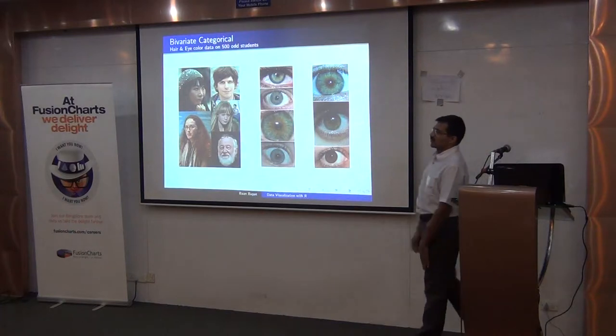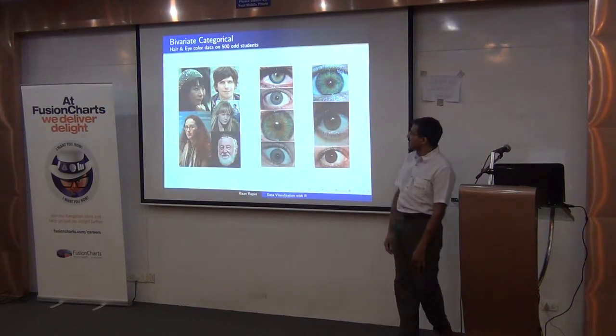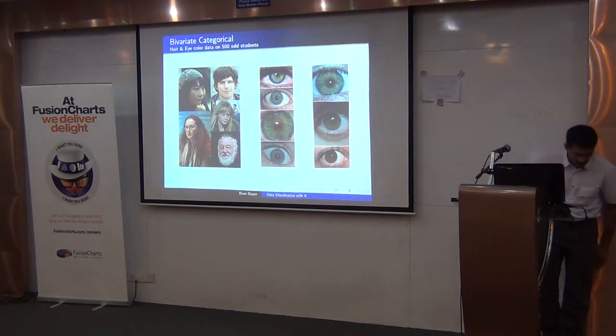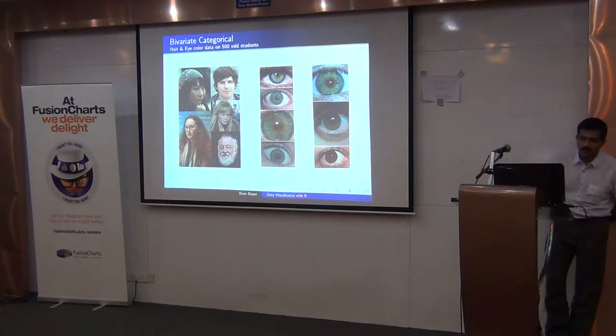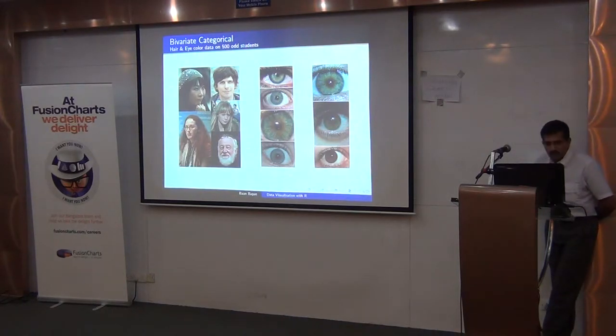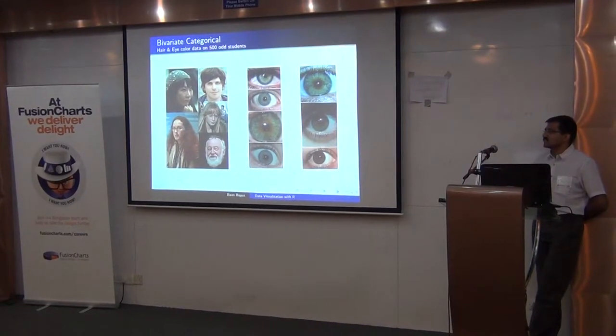The next data that I want to talk about is bivariate categorical data. The data is on hair and eye colors of 500 students in a particular university. This is a data set available in R. It's called HairEyeColor, and it also has a third dimension of gender. If I have not specified the package, it's available in the vanilla installation of R. So obviously there are several hair colors and eye colors, and what is of interest is to find out the association between these colors, right?